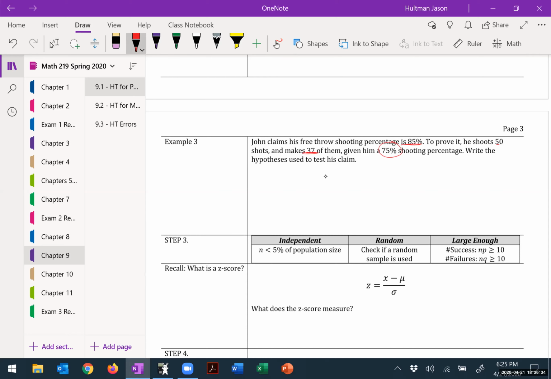So what's his claim? His claim is that he's an 85% shooter, right? So that's a proportion. So H sub 0: the claim is that he is at 85%. What's the alternative? The alternative is that his claim is bogus, that he is not an 85% shooter. The alternative is that he is less than 85%. That's the alternative.